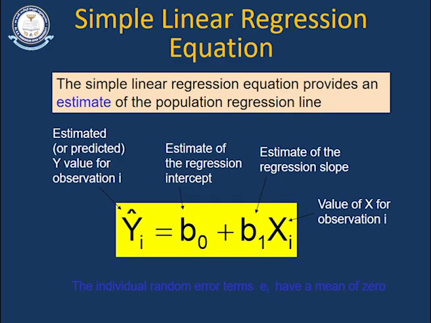Y hat i equals beta naught plus beta 1 xi. Here y hat is nothing but the estimated y value for observation i. And what is beta naught? It is the estimate of the regression intercept, and beta 1 is the estimate of the regression slope, and xi is the value of x for observation i. Is that clear to you? I'm sure that it's clear to all of you.